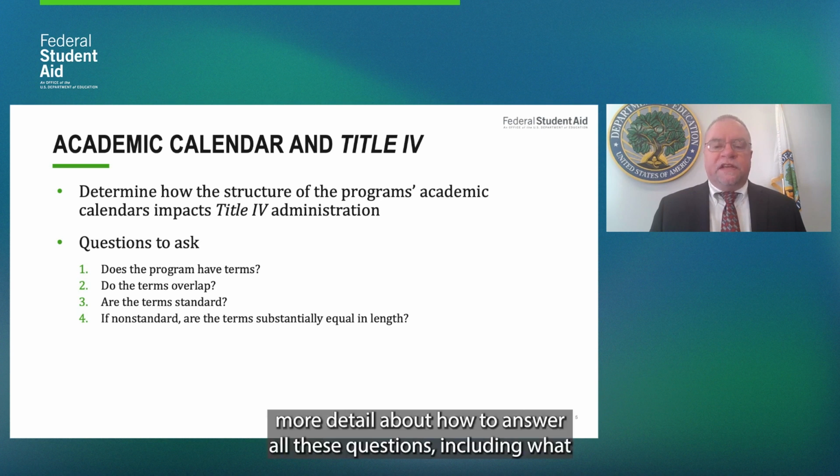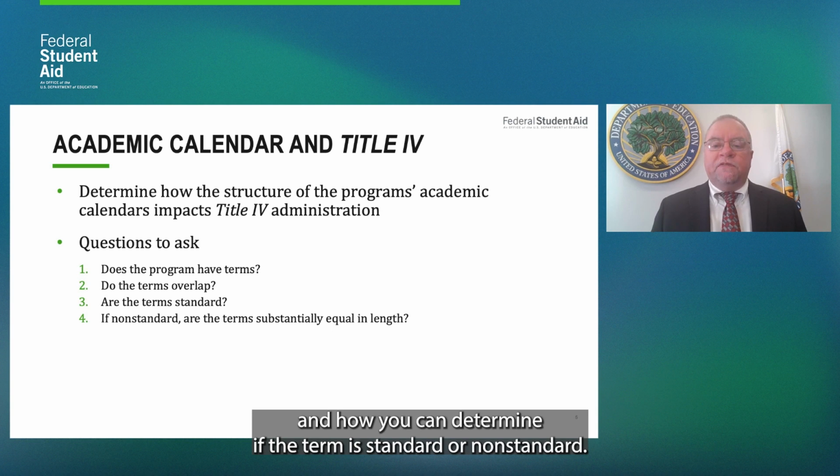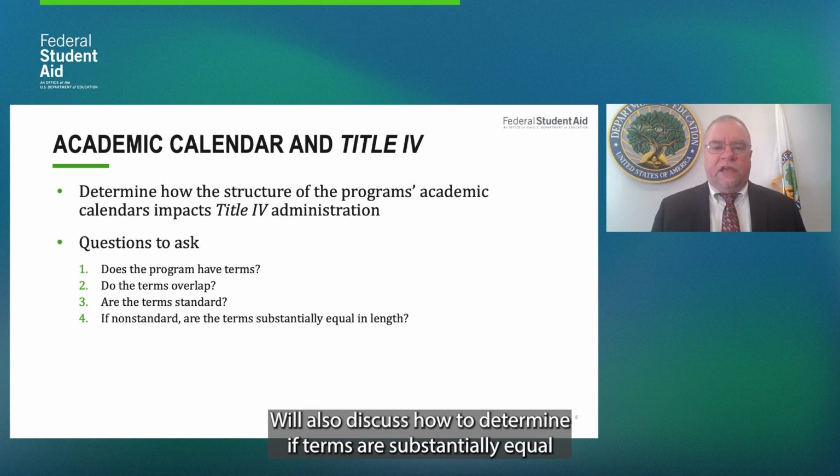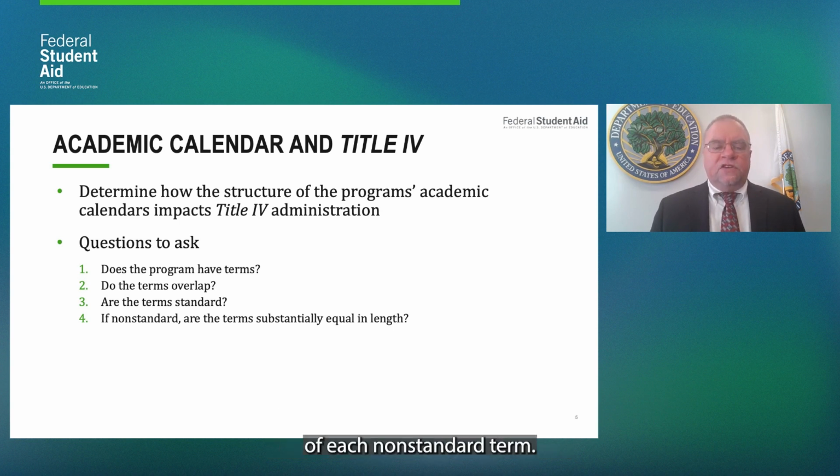We will go into more detail about how to answer all these questions, including what we mean by terms for Title IV purposes, what it means for terms to overlap, and how you can determine if a term is standard or non-standard. We'll also discuss how to determine if terms are substantially equal and why it is important to know and track the length of each non-standard term.